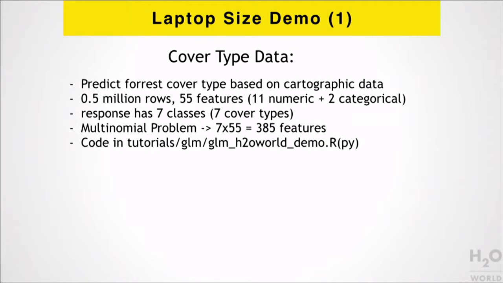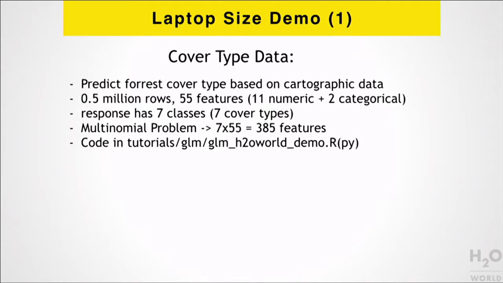So now I'm going to switch to the example which I'm going to do today interactively, which is the cover type data set. The cover type data set tries to predict forest cover type based on cartographic features like elevation. It has 500,000 rows, 55 features, 11 numeric columns, plus 2 categorical, but if you expand them, they come out to 55. The response has 7 classes, so it's a multinomial problem.